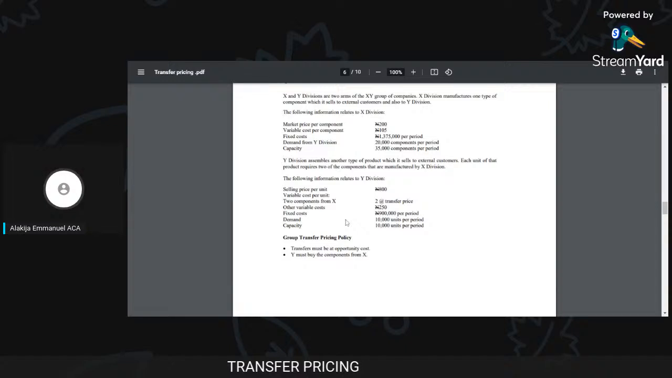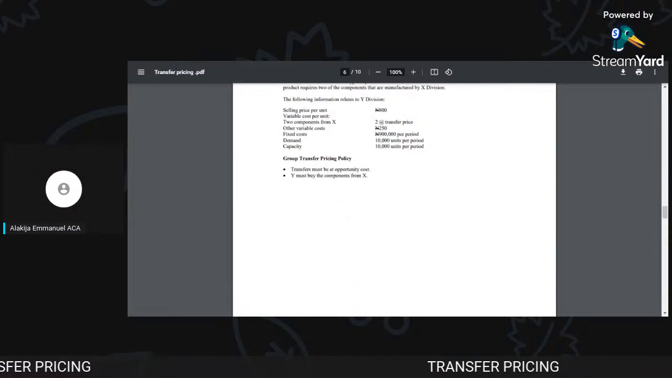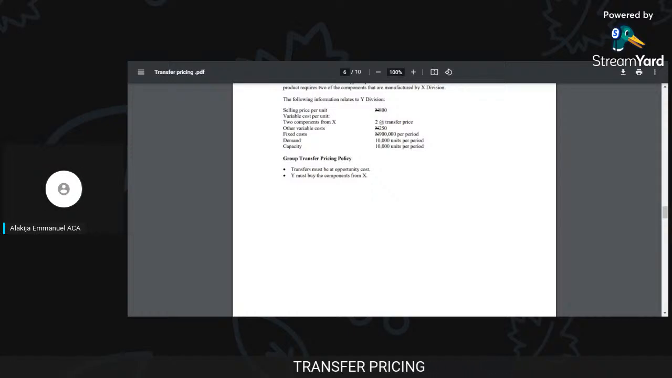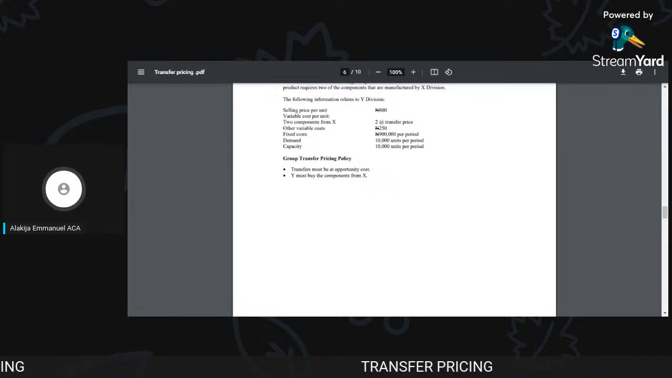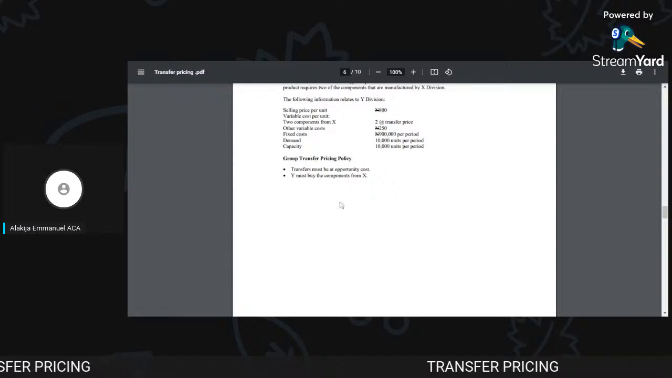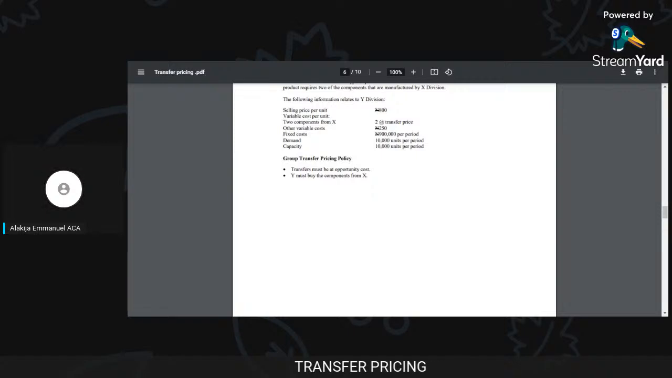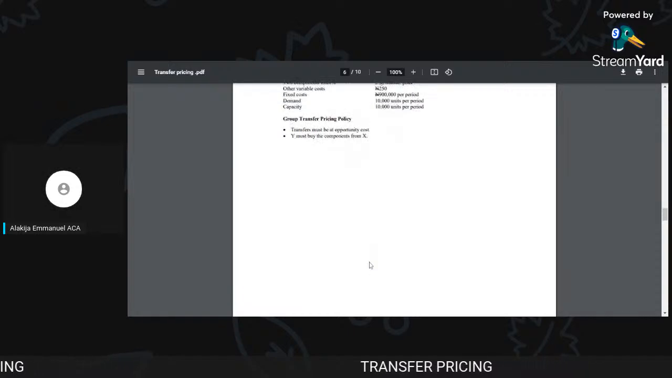Now, they said the group pricing policy is that transfer price must be at opportunity cost. Yes, because it must be fair. Where there is opportunity cost, I apply opportunity cost. Where there is no opportunity cost, then you leave it out; it's going to be 0. Another thing is that Y must buy the component from X. Can you imagine? It is a must. It being a must does not mean that you have to sell at a price that will not benefit you as manager of division X. No, you must be able to give a price that is going to aid your own evaluation at the end of the period.